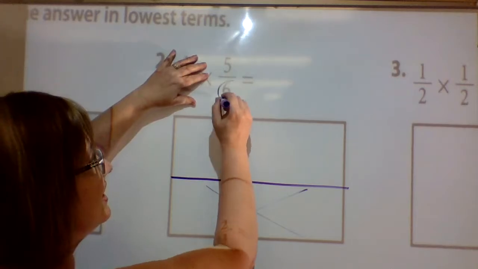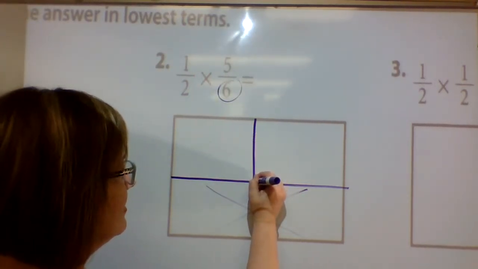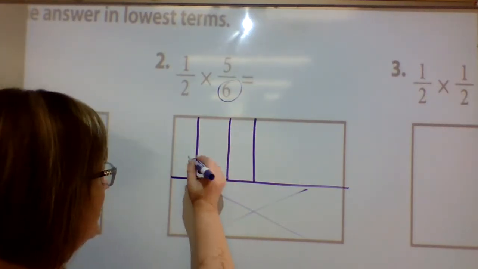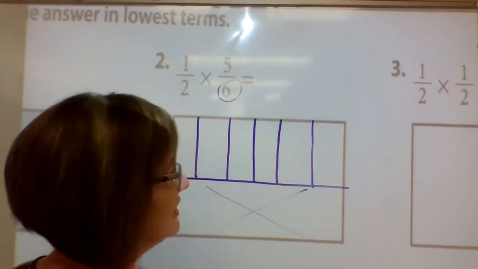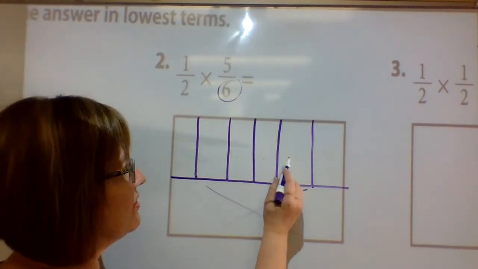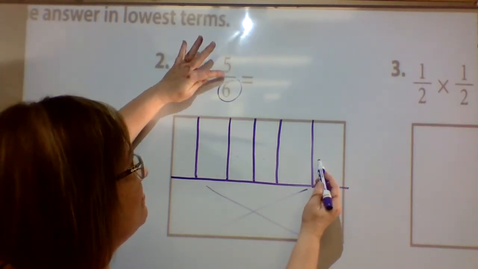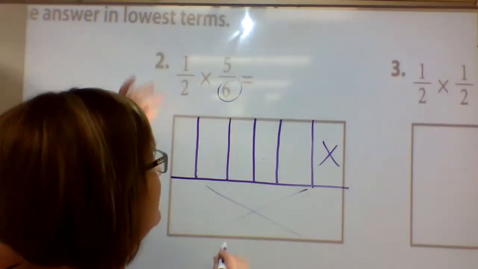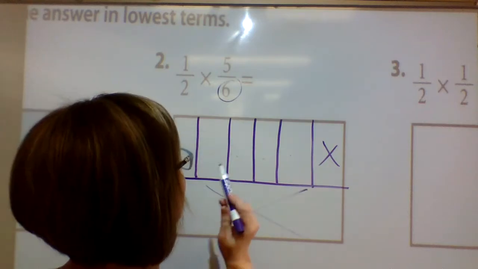So we need to divide this one into 6 sections. So divide it into half first. And then we need 3 on each. 1, 2, 3. 1, 2, 3. Mine are not exactly equal, but it's close enough. 1, 2, 3, 4, 5, 6. So we now have 6/6, and we want 5/6 of a half. So forget about that one, and that would be 1, 2, 3, 4, 5.